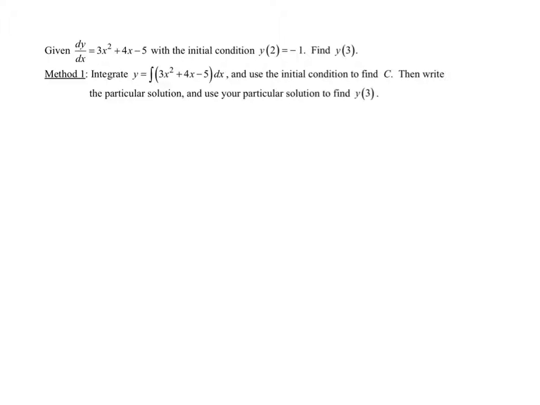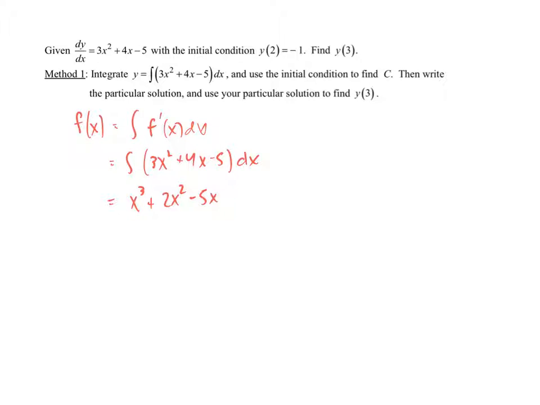Namely, that means I can do f of x is equal to the integral of f prime of x dx. And so this will equal the integral of 3x squared plus 4x minus 5 dx. Finding the antiderivative, that will be x cubed plus 2x squared minus 5x. And then don't forget plus c, since this is an indefinite integral. And this is my f of x.